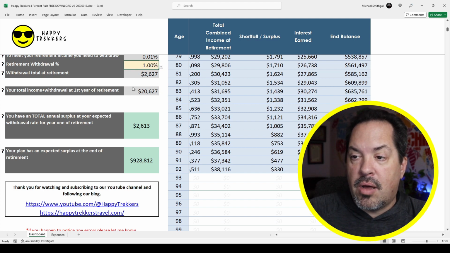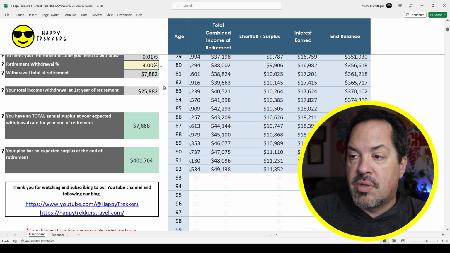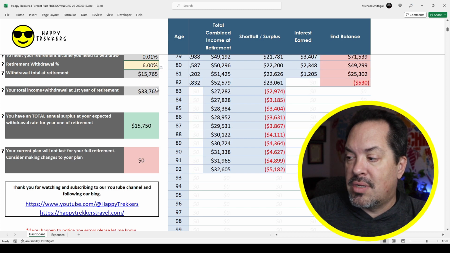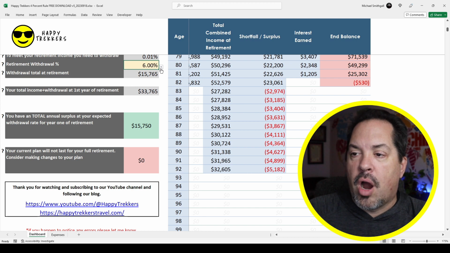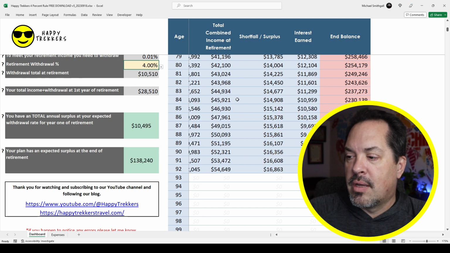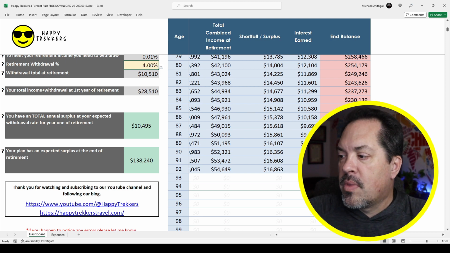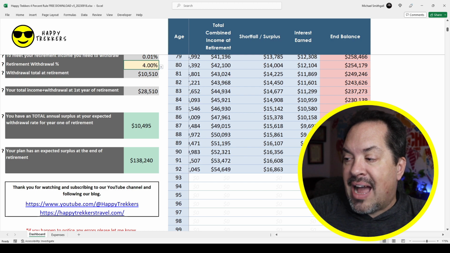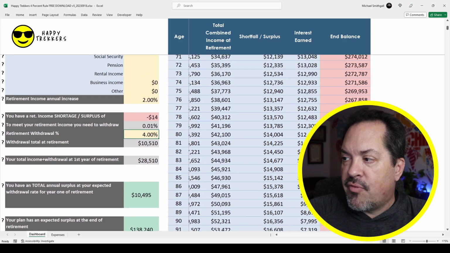Maybe I'll pull out 3%. What does that do? Nope. I'm dying at 92 with 400 grand. I can pull out more than that. I can pull out, what does this say, 6%? A little too far. I went too far. Do 4. You know what? At 4%, which goes back to the 4% rule, at 92 years old, I still have 138 grand in the bank.